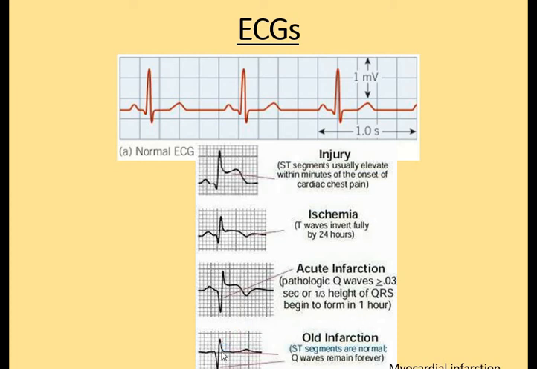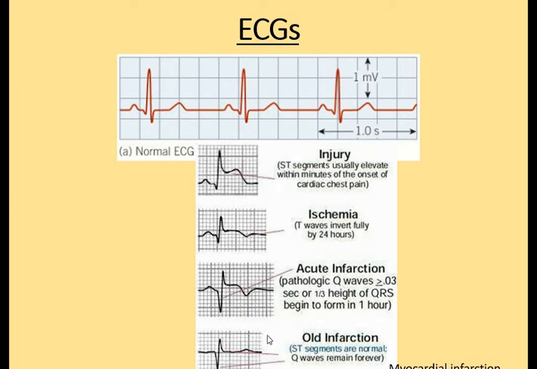And we can see here an old infarction, so someone who's had a heart attack but it could be quite a long time ago, there will still be a sign of that. So the ST segment's back to normal, or normal-ish, but the Q wave forever remains changed. So it's a sign of permanent damage to your heart, essentially. So we can see multiple different signs here, and you can see the differences are subtle.